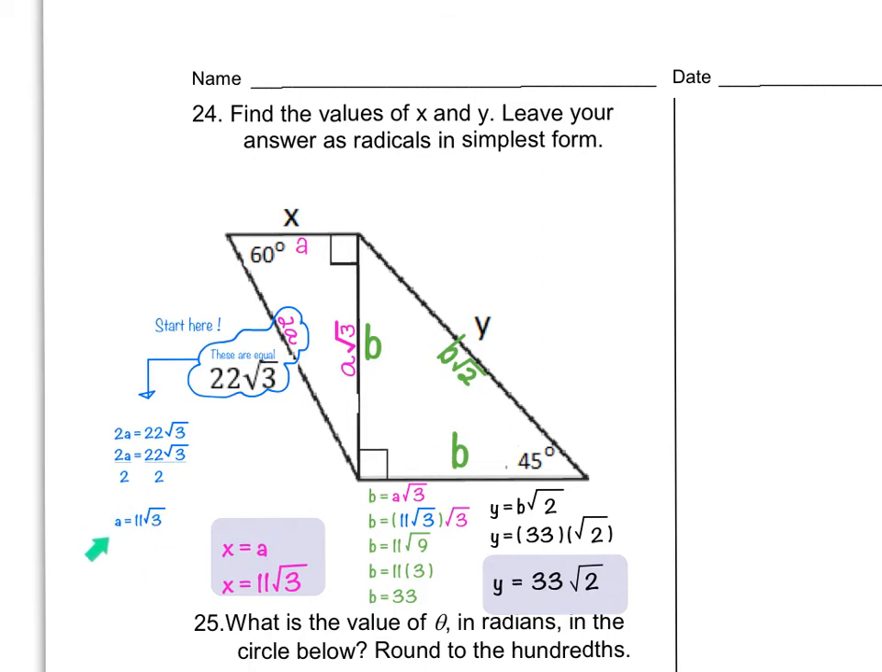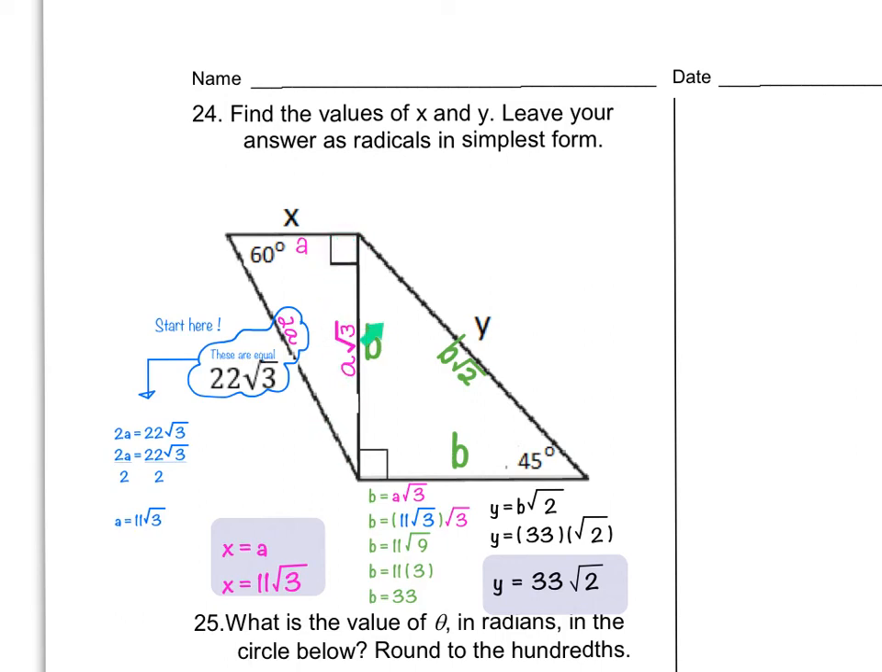So I found a. I'm going to use a to try and find x. As you can see, if I look at x, x is equal to a. Well, x is equal to a, and I already found a, so a is 11 square root of 3. So that means x is 11 square root of 3. So that one was easy. Now let's go over to y, where if I look at y, that means I need to find b. I won't be able to do this problem if I don't know b, because y is equal to b square root of 2. So I'm going to need to come back to here where I know a.